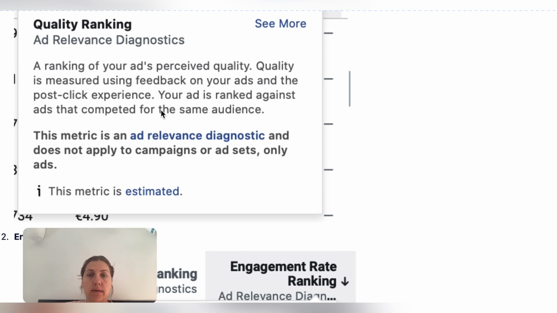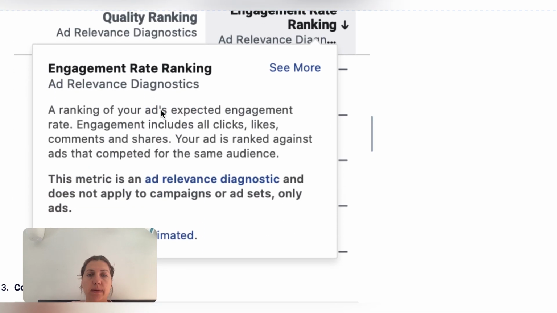Now, the second tier is engagement rate ranking. What is engagement rate ranking? That measures the ad's expected engagement rate against ads that your competition is running with the same audience. The more the ad is liked, shared, commented, clicked, and so on, the better your engagement ranking is for that ad. So again, the higher the engagement rate on that ad, the higher the score for the engagement rate ranking, and it is compared against other competitors that use the same targeted audience within their ads.